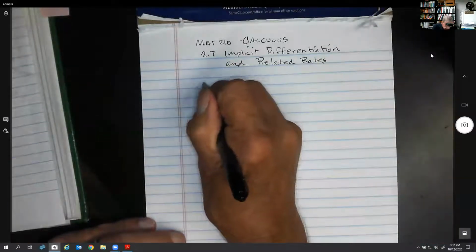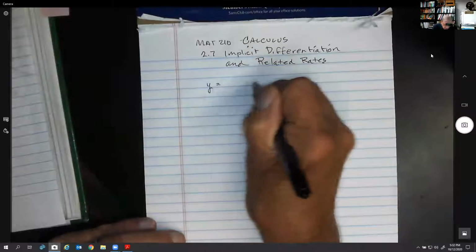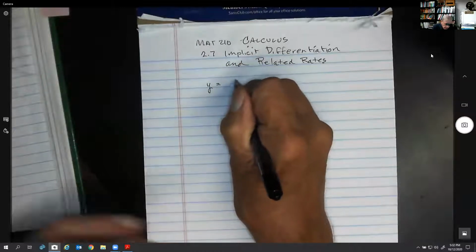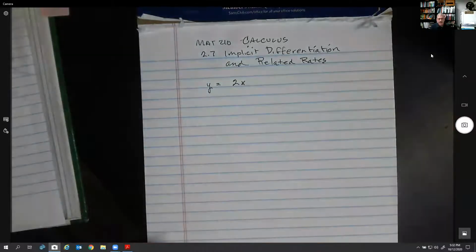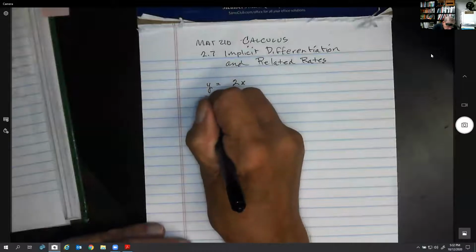Let's suppose we had a problem like this: y equals 2x. Pretty easy, huh? Well, when we're taking the differentiation of this particular problem, we kind of said, well, using the power rule, it's 2, huh? But let's analyze this a little bit more.